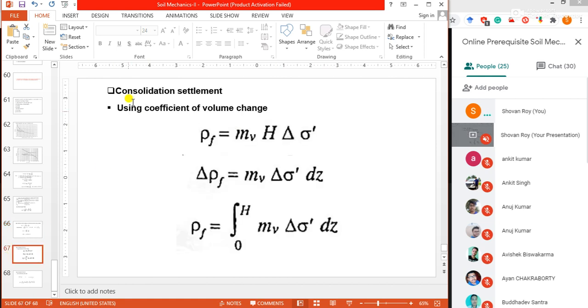After coefficient of volume change, consolidation settlement using volume change. Again, if we have the thickness of the sample, H value, and the mv value, and the initial and final effective stress applied on the sample, then we can easily find out the settlement using coefficient of volume change. This is today's class. I think you got something.